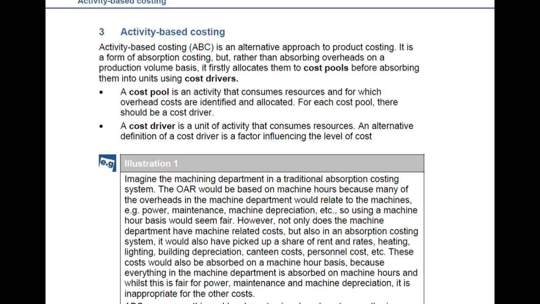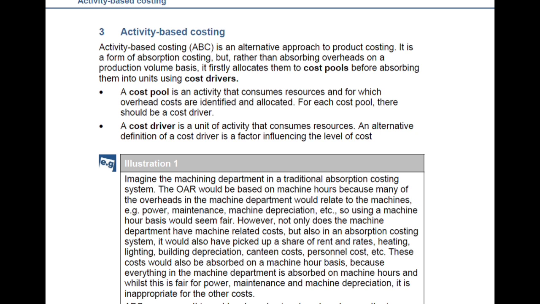For each cost pool, there should be a cost driver. Okay, so what is a cost pool? We are going to collect all the cost which has been incurred for a product. So as we collected all the cost, it is going to become a pool, which is why it is known as cost pool. Okay. Cost driver. Cost driver is a unit of activity that consume the resources. An alternative definition of a cost driver is a factor influence the level of cost.